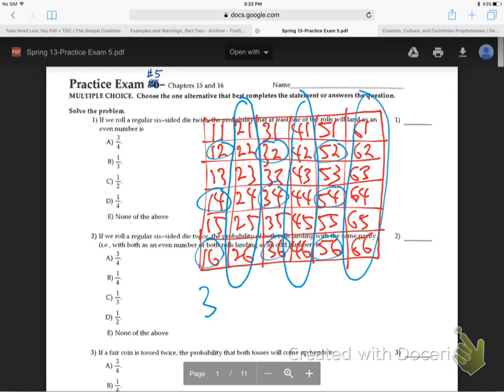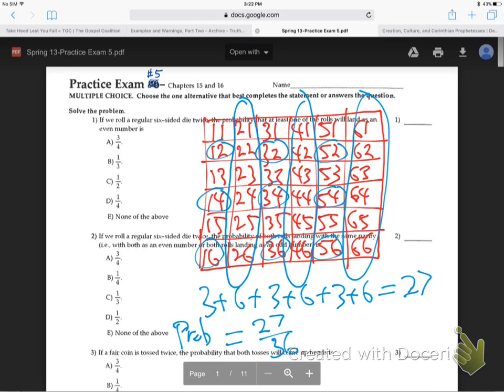So 3 results plus 6 results plus 3 plus 6 plus 3 plus 6. If you add it all up, it's 27. 27 of those boxes have at least one number that's even out of 36, because there's 36 total boxes in the 6x6 array. So the probability that if you roll two dice you'll get at least one of them even is 27 out of 36. Reduce that fraction. Divide top and bottom by 9: 3/4. The chance is 3/4. Answer A.